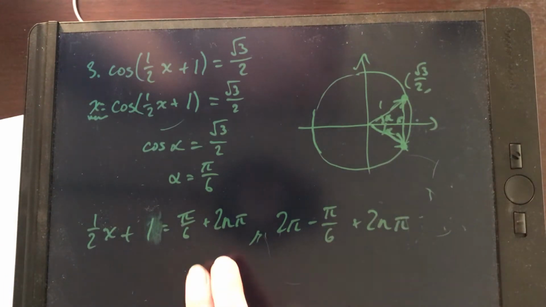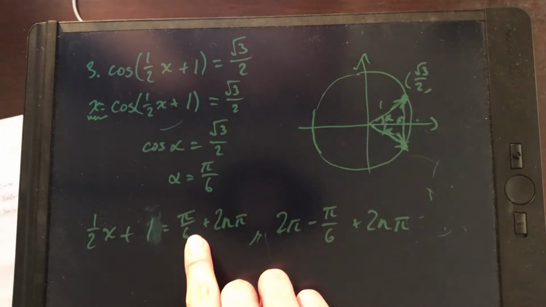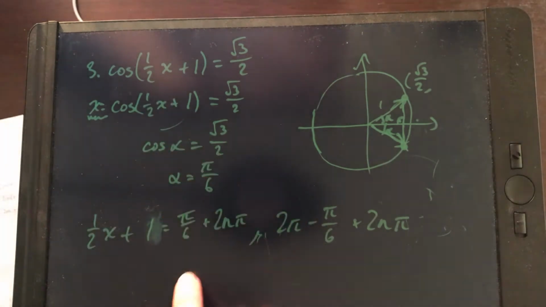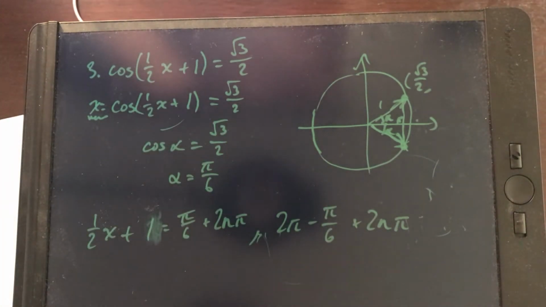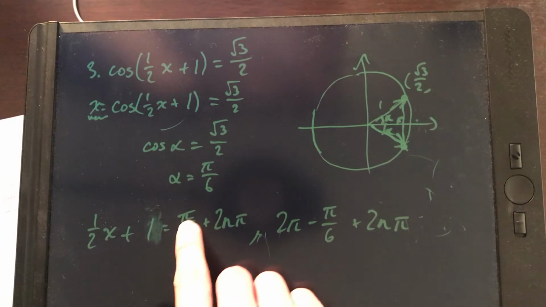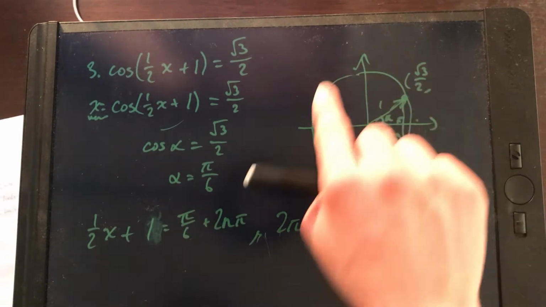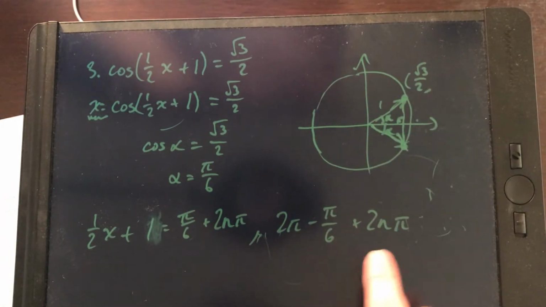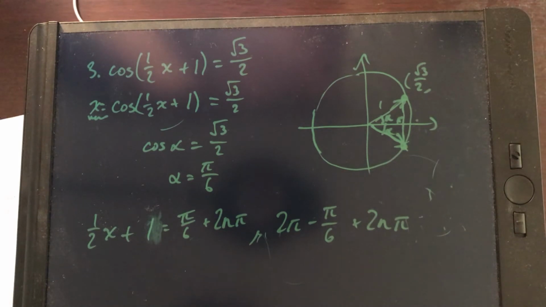Why does that make sense? Because you plug in pi over 6 to the cosine function, which will give you square root 3 over 2. So that means the inside here must be pi over 6 or some multiple of it, or the other one, 2 pi minus pi over 6 plus some multiples of 2 pi.